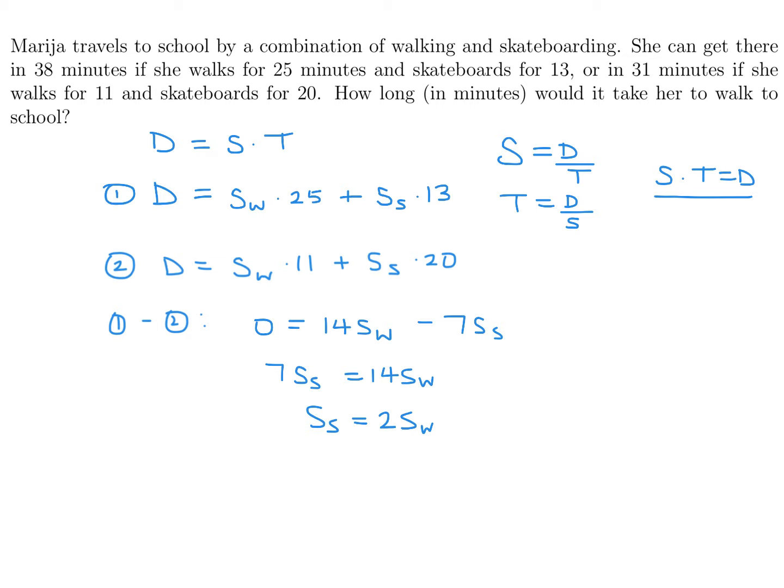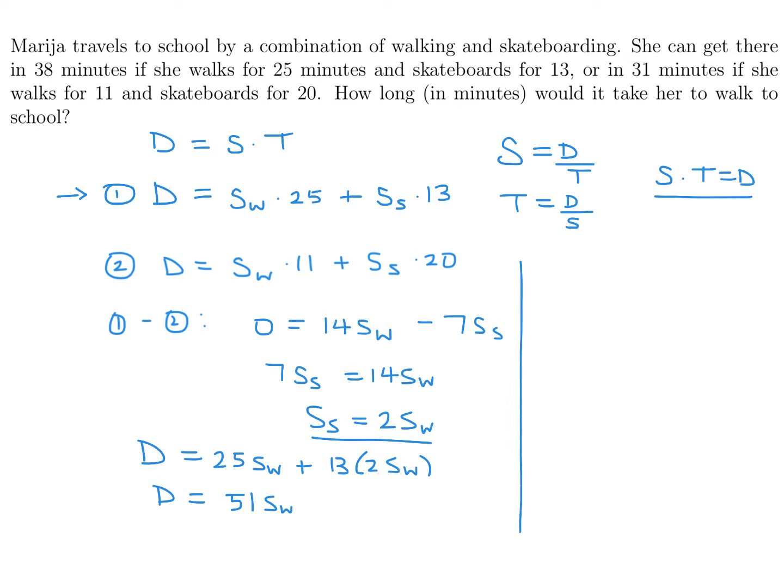Okay, so where do I go from here? I can now sub this back into any one of these and get everything in terms of SW. So that means 25 SW plus 13 times SS, which is 2 times SW. So that's going to be 25 plus 26, which is 51 SW, is D. Now at this point, I think I'll use this formula: T is equal to D over S, the time. So the distance over the speed, let's see here.